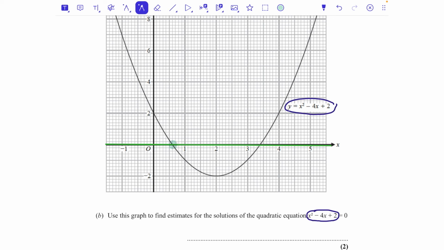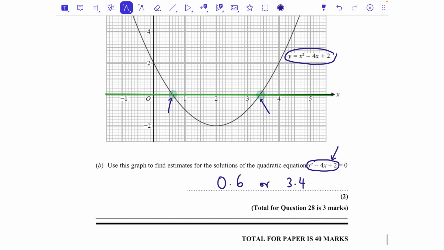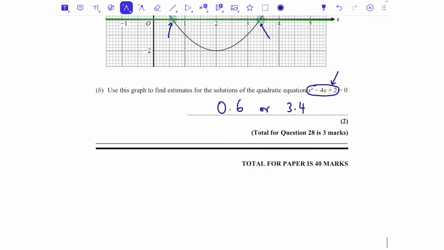So we're looking for the x-coordinates, just the x-coordinates, because we're trying to solve this equation, and this equation has no y's in it. They're not asking you for coordinates. They're asking you for solutions. When does it equal zero? And so firstly, let's have a look here. That would be 0.6. And secondly here, we would get 3.4. Those would be your answers for 2 marks. So 40 marks altogether on the paper.